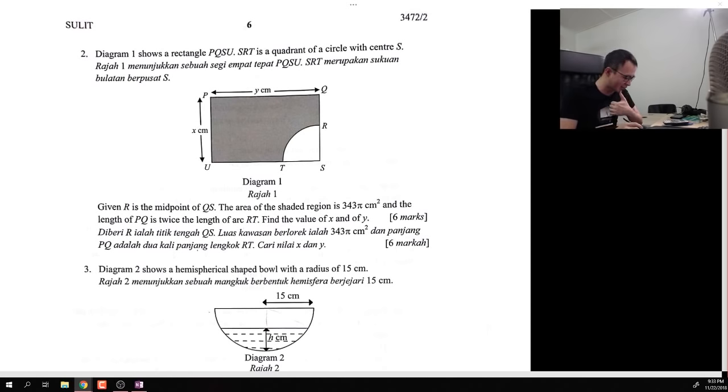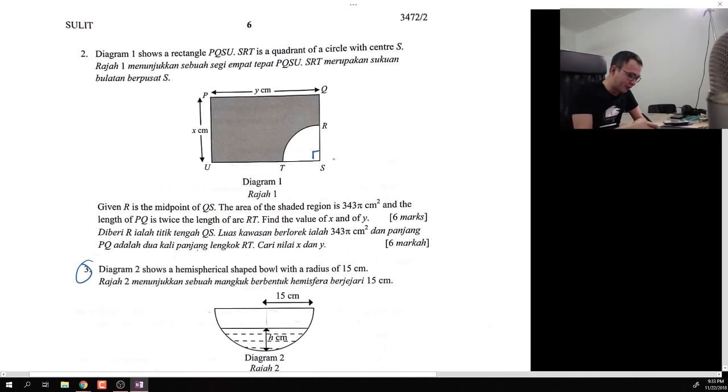I guess the K-bar question they are saying is question number 3, not number 2. But I will do number 2 also. So you have the PQSU, and RST is a quadrant. Quadrant means here will be 90 degrees. Center is S. So R will be a midpoint of the QS.